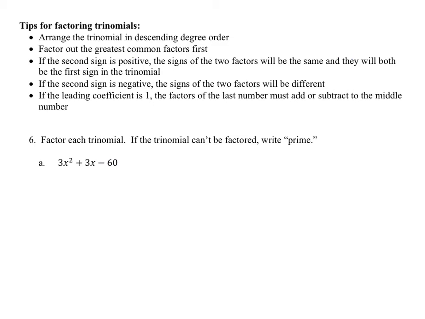If the second sign is negative, then the signs of the two factors will be different. If the leading coefficient is 1, the factors of the last number must add or subtract to the middle number, which we've been doing. Okay, here we go.